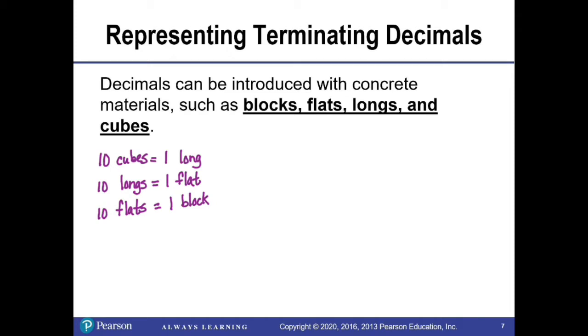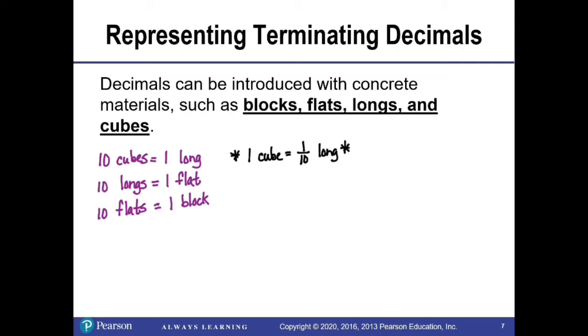Now, if I think about the 10 cubes equals 1 long, what that tells me is 1 cube is 1/10 of a long. Or 1 long is 1/10 of a flat. And 1 flat would be 1/10 of a block. I can also think about longs and blocks. Now it would take 100 longs to make a block, because 10 longs make a flat and 10 flats make a block, so 10 times 10 is 100. That tells me that a long is 1/100th of a block.